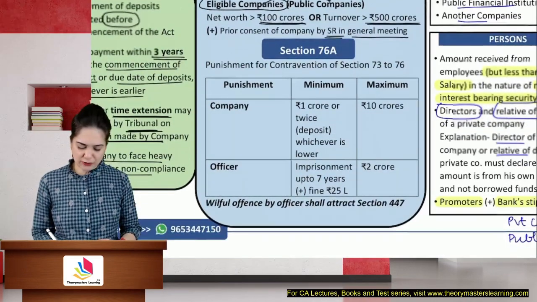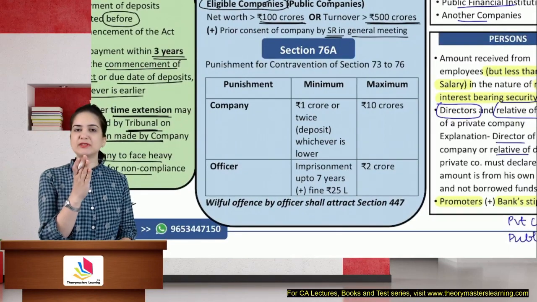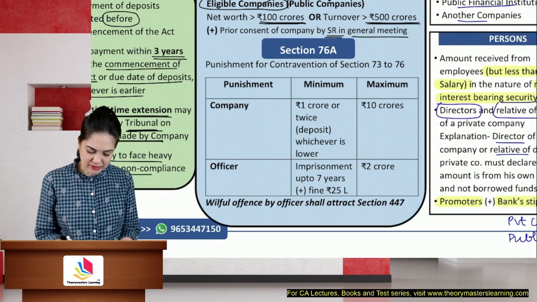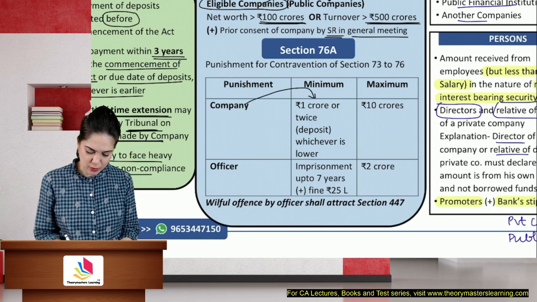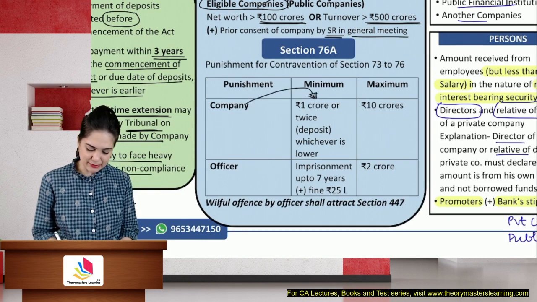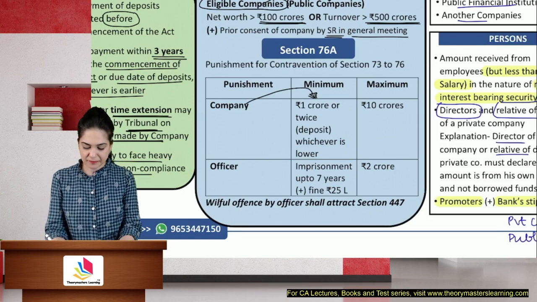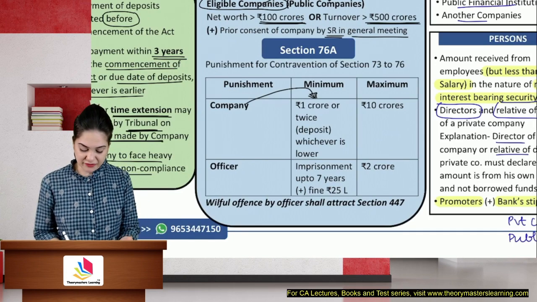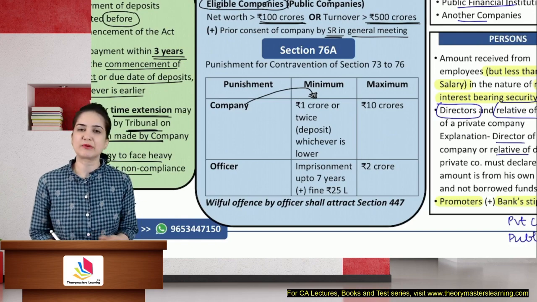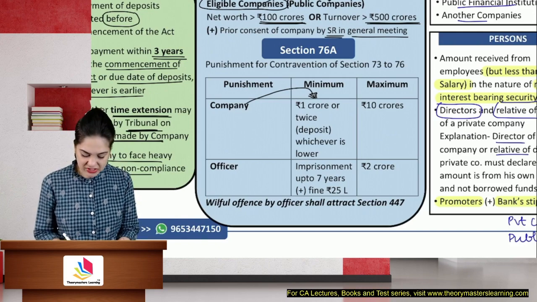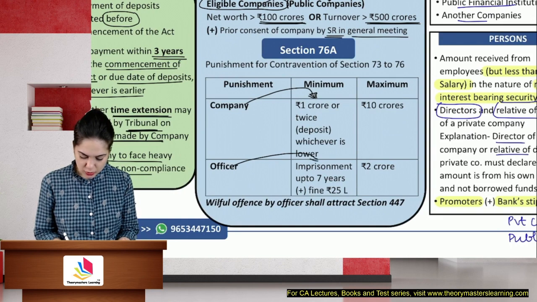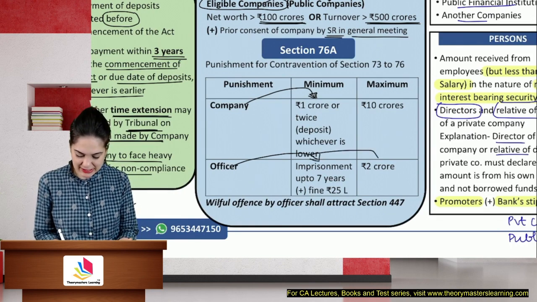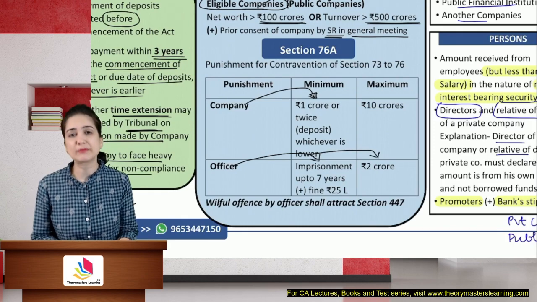In case of any contravention, in complying with the provisions of section 73 to section 76, the company will be punishable for fine, which is minimum 1 crore rupees, which may extend to twice the amount of deposits, whichever is lower. 1 crore rupees or the amount or twice the amount of deposit, whichever is lower. It may extend to maximum rupees 10 crores. Officer will be punishable for imprisonment up to 7 years and fine of rupees 25 lakhs, which may extend to rupees 2 crores. Do we need to remember this provision?